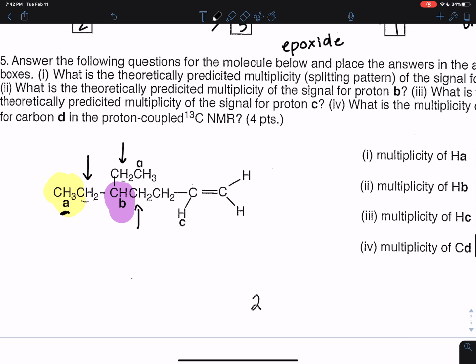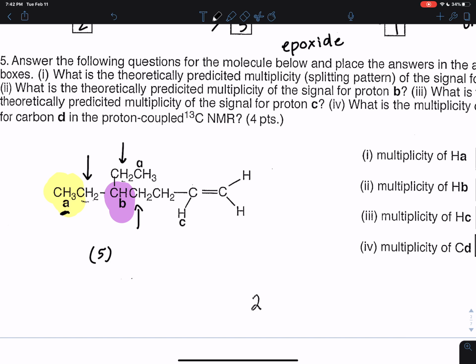If you look at the other branch coming off, the other CH2, CH3, like she said, they are the same environment. That means they are going to participate in splitting in the same manner. So you group those together. You did 2 plus 2 plus 1, so 4 plus 1, and that would give you 5. Is everyone clear about that?